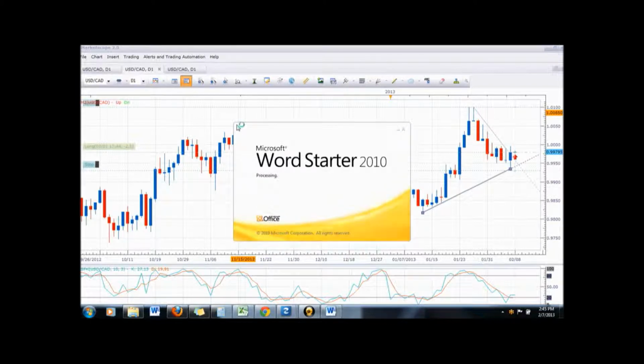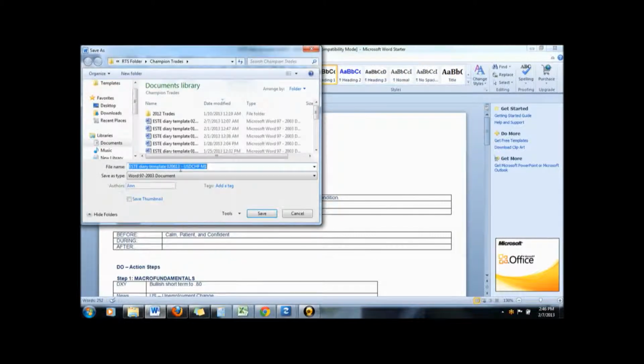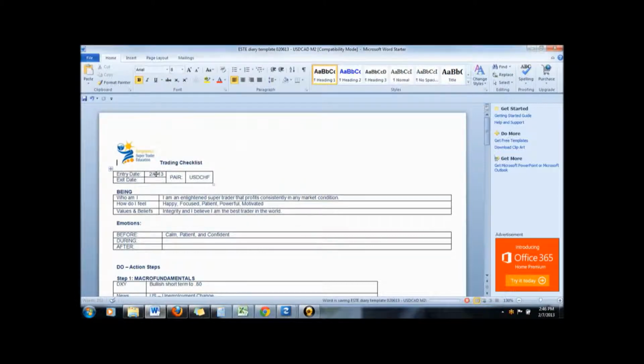Alright, just bear with me for a second while this one gets uploaded. Okay, so that's the trading checklist from the Dollar Swiss. Now I'm going to save that. Save as, USD CAD M2. Save. Okay, today is the 7th. USD CAD, we're open.